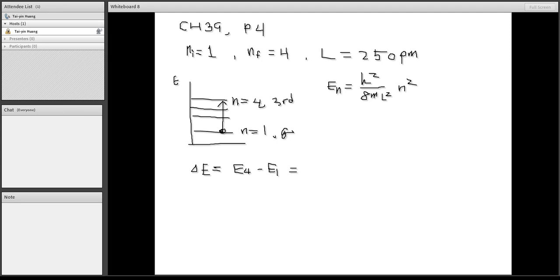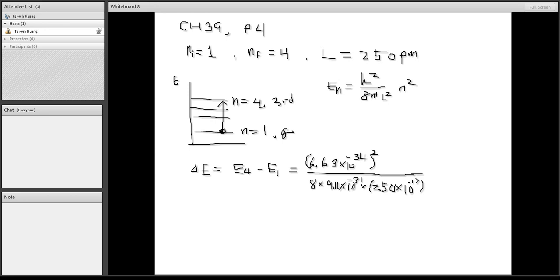Now the h, again, we're going to use the SI unit. So your h here is 6.63 times 10 to the negative 34, and you square it, that's your h squared. Then you have 8 times the mass of the electron, which is 9.11 times 10 to the negative 31, and then times the well width, which is 250 picometers, and pico is 10 to the negative 12. So you convert that to SI units, and you square it.